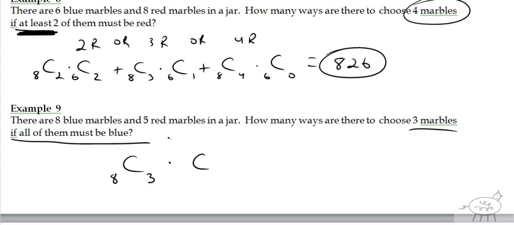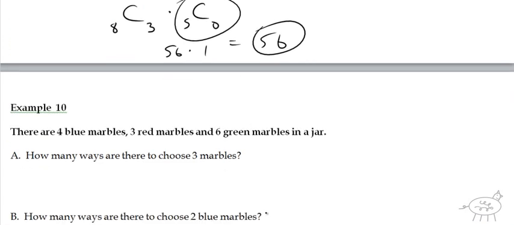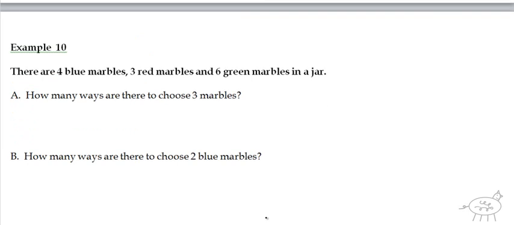And then what about for the red marbles? Out of 5, I'm choosing 0 of them. Right? So this 5C0 is really 1, because there's only one way to choose 0 out of 5. It's not choosing at all. It's just 1. So it's 56 times 1, which is 56. Okay? All right, let's keep going here. Example 10.